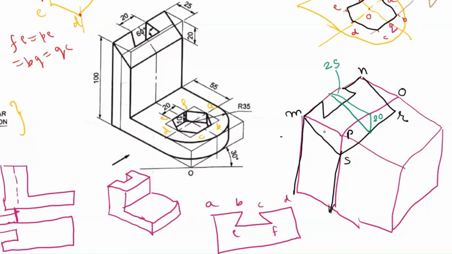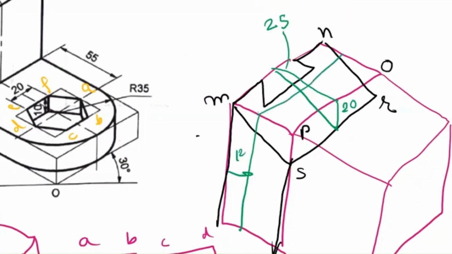Now on this, in order to draw this slot, what will we do? This point at a distance of how much? 12 mm. So I will draw another line at a distance of 12 mm. ये कितना हो गया? 12 mm. And join it like this.